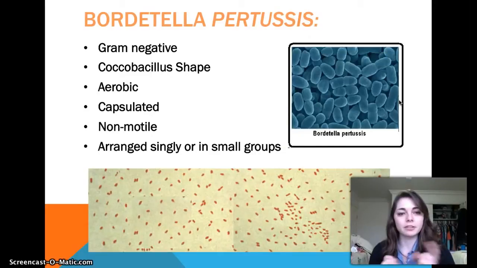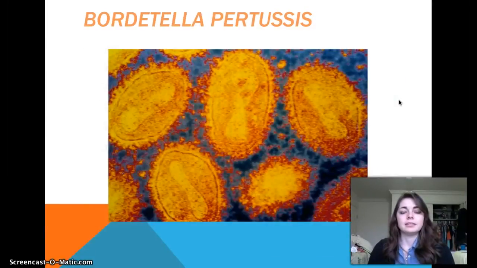So just a little review: gram-negative, cocobacillus shape. It's an aerobic bacteria. It's capsulated. It's non-motile, and you can see in this bottom picture down here, it's usually arranged singly or in small groups when a culture is taken, just like that. That's a pretty good picture with all the staining of what Bordetella pertussis will look like in a culture stain.